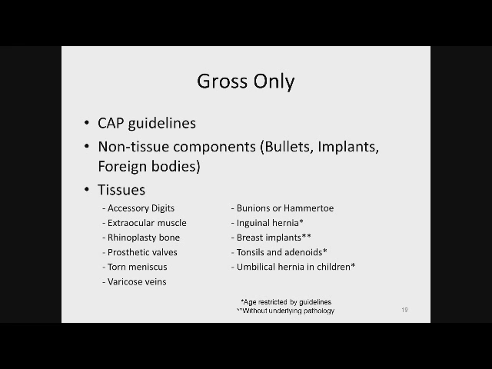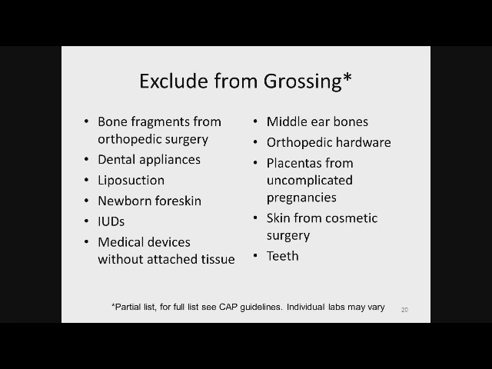But according to CAP guidelines, there are some things which are only grossed. These include non-tissue components, such as bullets, implants, or other foreign bodies, and then some tissues that are removed generally for non-pathological reasons. Tissues that can be excluded from grossing also include many different tissues that are either implants or tissues that are removed in routine processes that do not involve pathology.